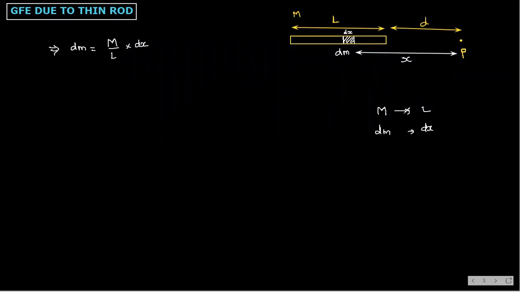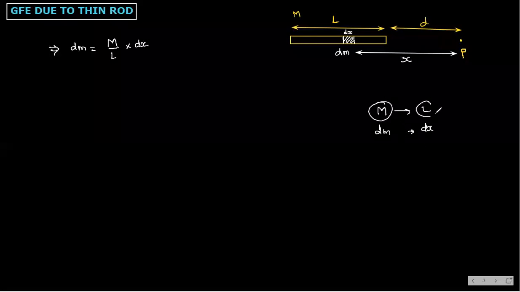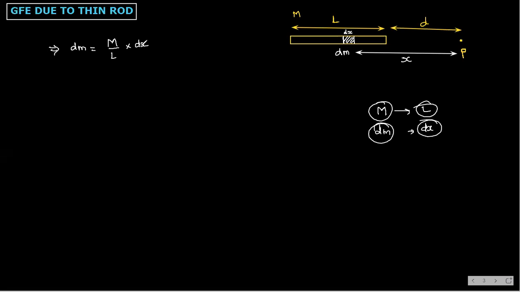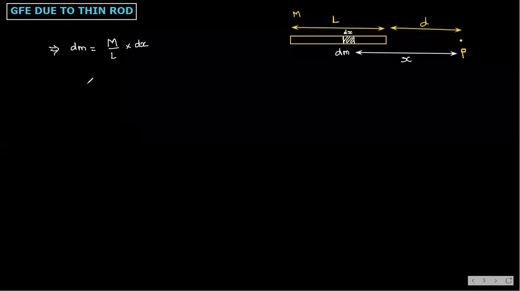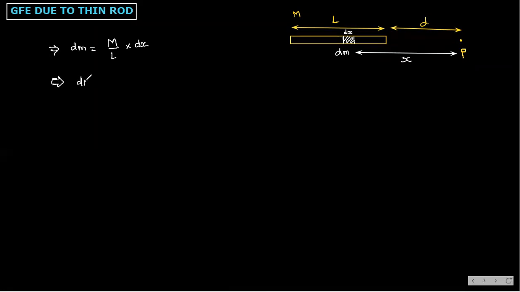So if we take this ratio, you should get the same. For capital M mass distributed over L, this dm is distributed over dx. If we take the ratio, M by L is equal to dm by dx, and therefore dm is equal to M by L into dx. Is that clear? Right. Now this is small dm, so due to this small dm, whatever gravitational field I am getting, I assume that is small dE, meaning small gravitational field intensity.